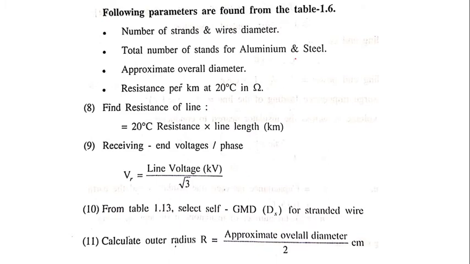The number of threads and wire diameter, the total number of threads of aluminum and steel, the approximate overall diameter, and resistance per kilometer at 20 degrees Celsius. All this detail we are going to find from table number 1.6 that we already studied.